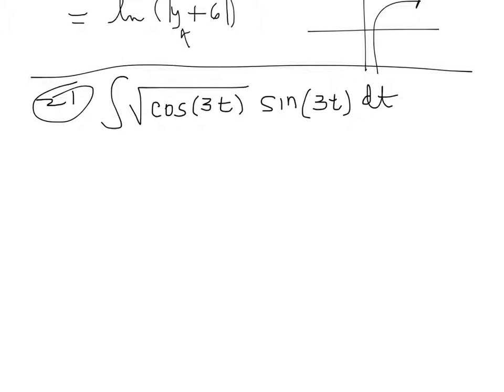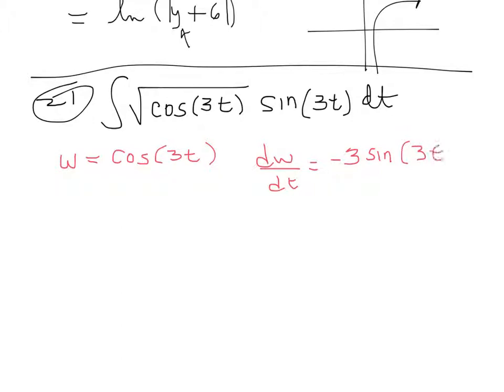Excuse me. What's w? I heard somebody say cosine. I like that answer better. What's dw dt? Negative 3 sine. All right, everybody's okay with that. We take the derivative of cosine, which is negative sine, and we take the derivative of the inside, which is that 3.